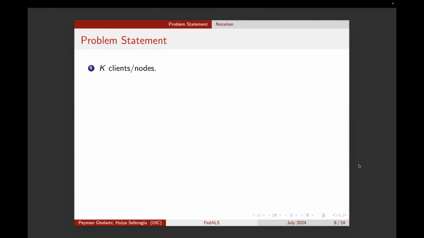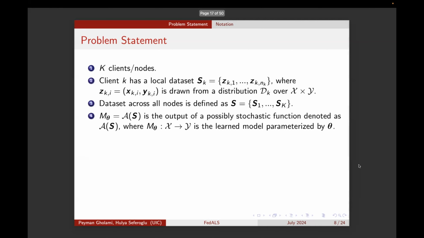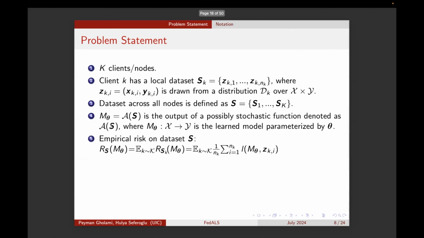Now we will talk about the problem statement. We have K clients, and each client has a local dataset S_k with n_k data samples. The dataset across all the nodes is defined as S, which is basically a set containing all the local datasets. Our model, M, parameterized by theta, is actually the output of the federated learning algorithm that takes the whole dataset as input. We define the empirical risk on dataset as the average of the empirical risks of each node k.